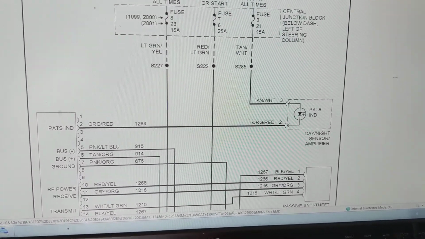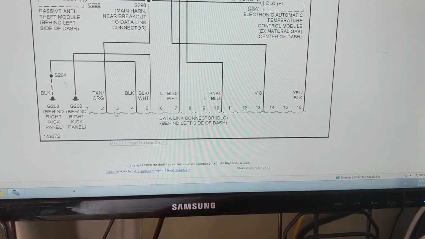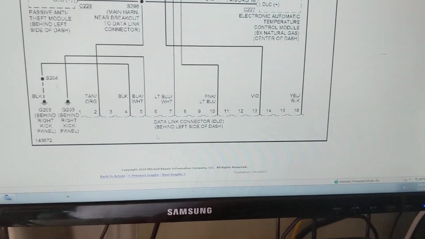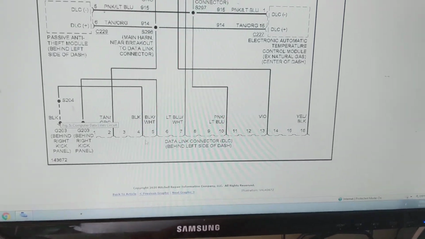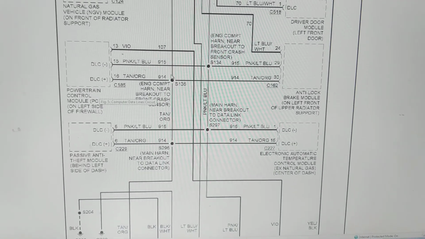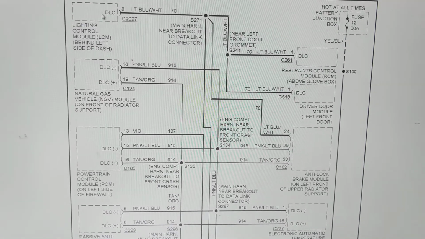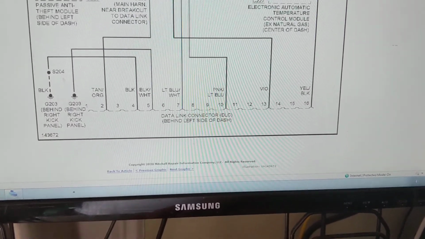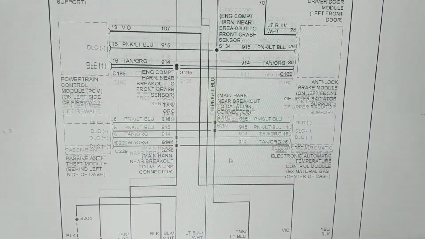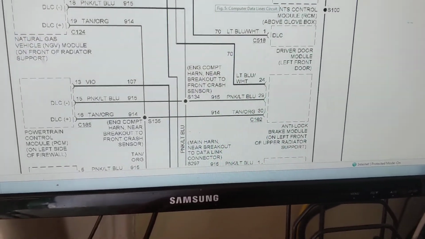Next, again, this is what goes to the data link connector. When you put your scan tool, this is B+, this is ground, these two are ground, and this is the data, positive and negative, coming from these modules. And also you have one DLC line coming from these modules. So whenever you put your scan tool, these are the pins that the data is coming out from. If you have a problem with your data link, check the 12 volts.